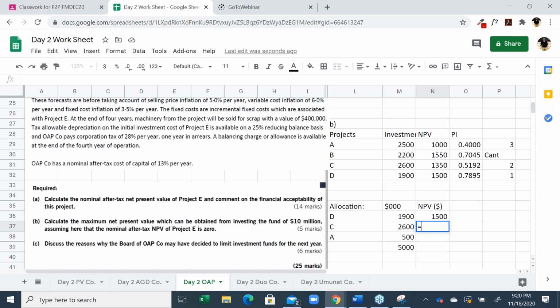And then we have to go for project C. We are investing 2600, and each dollar investment gives us 0.5192. Just multiply it. It's 1350. And in case of A, we are just investing 500, and against $1 of investment, we are going to get 0.4. So multiplied with 0.4, and that's the NPV we are getting from project A.